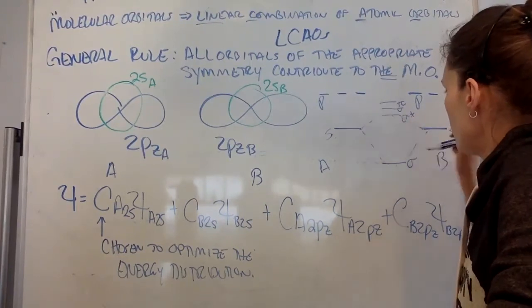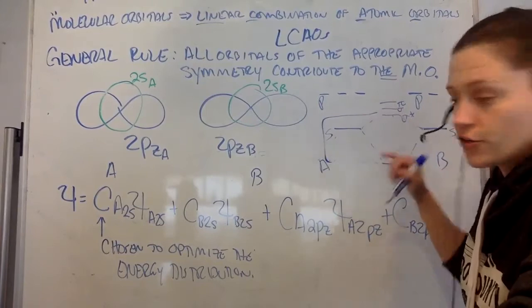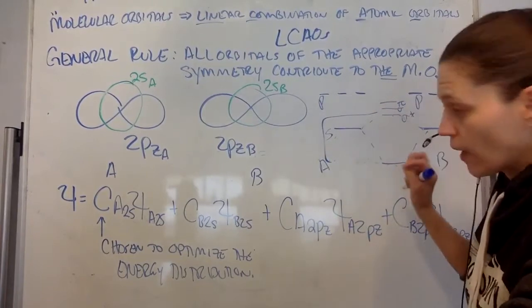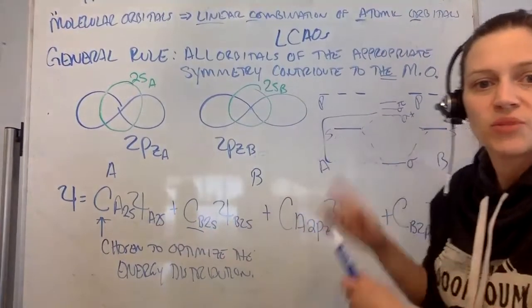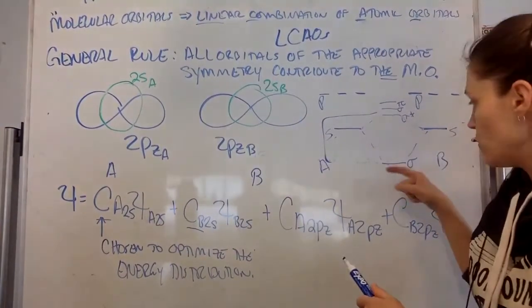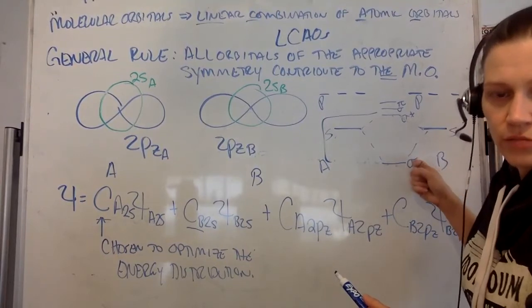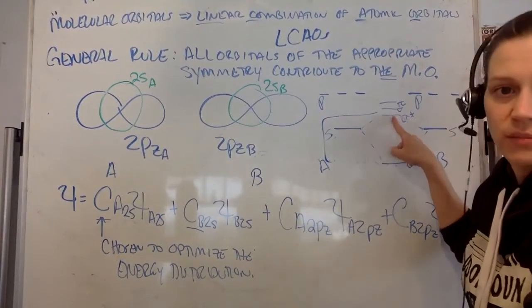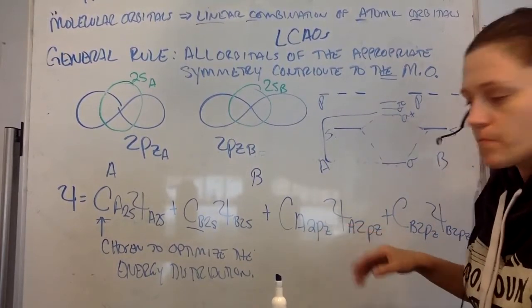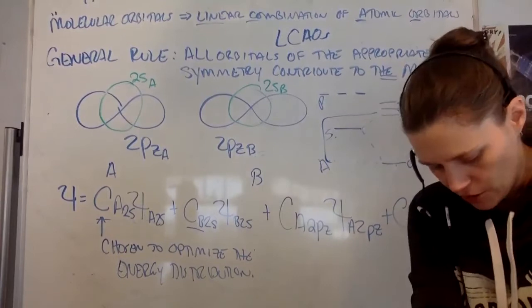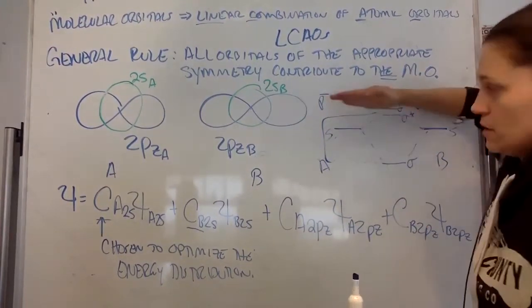So these are going to be lower energy than the p's. Okay, so these coefficients are going to adjust to optimize the energy contribution such that you get the absolute lowest amount of that particular molecular orbital, and likewise the lowest amount of the antibonding molecular orbital. Go team.